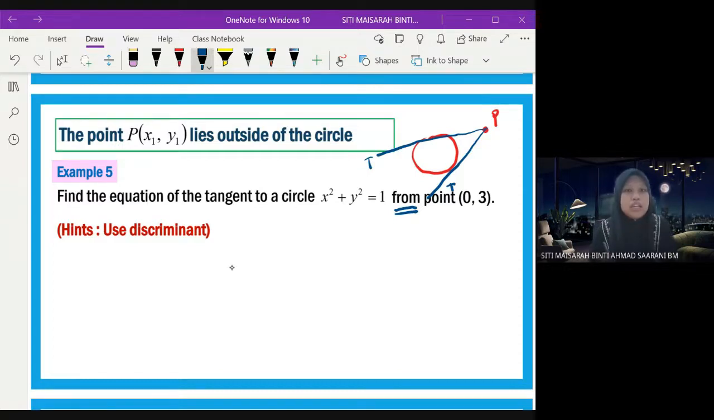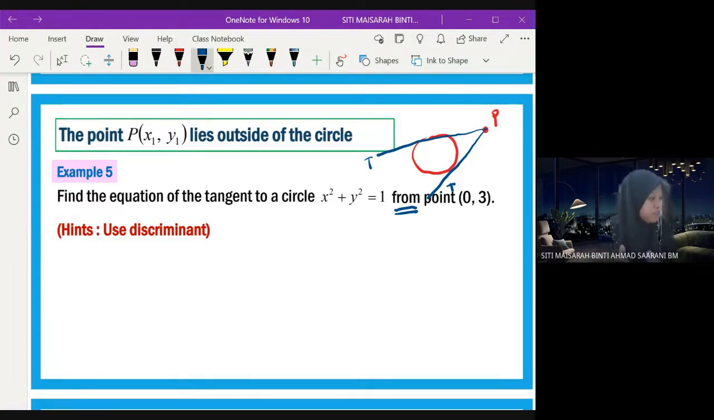This is involving point P outside of the circle. So dalam soalan biasanya disebut from point. Dia ada perkataan from. Tadi saya lupa nak highlightkan perkataan add dengan from tu. Okay, kat sini dia dah bagi tahu kat awak hint dia, use discriminant.